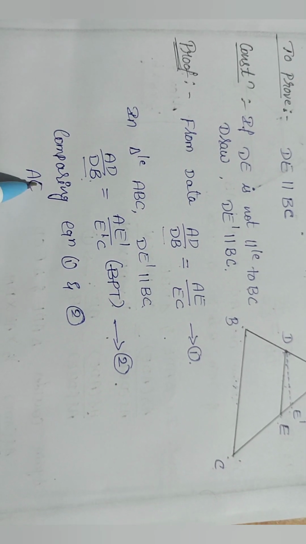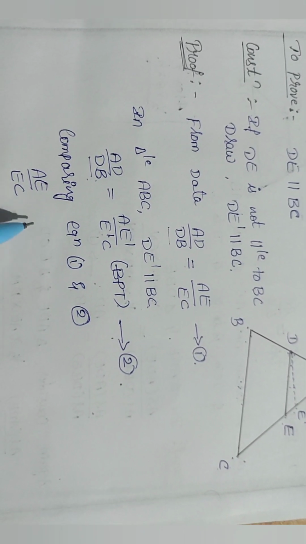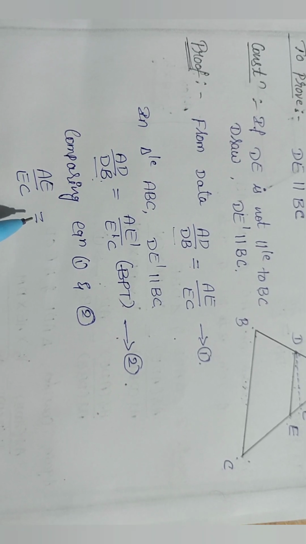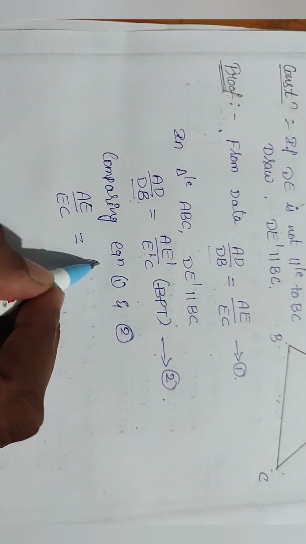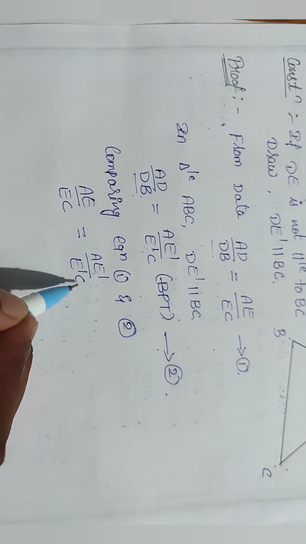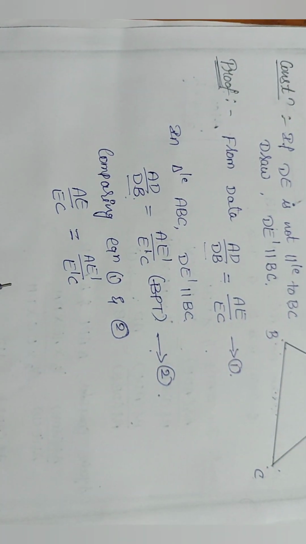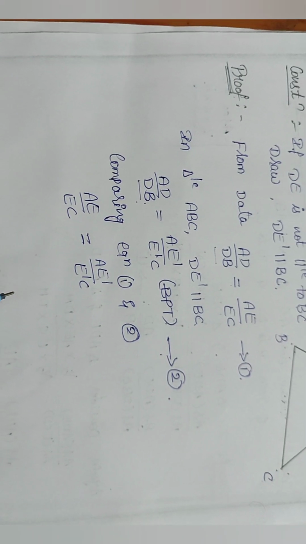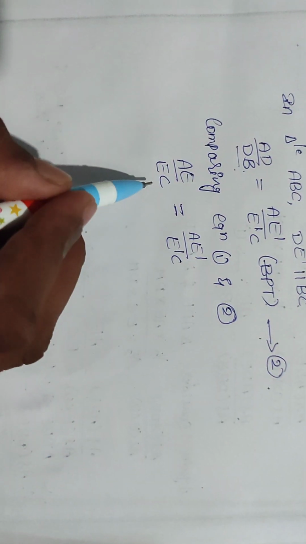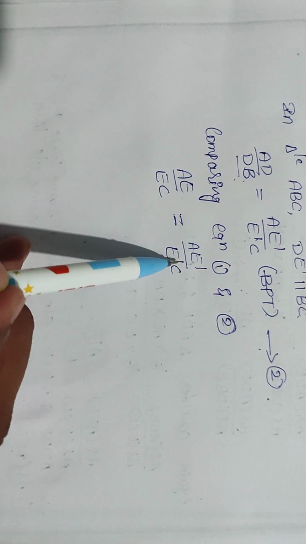That is AE divided by EC, which is the RHS of equation 1, equals the RHS of equation 2, that is AE dash divided by E dash C. Therefore the RHS of equation 1 and 2 are equal. Now, I have to prove E and E dash are the same.